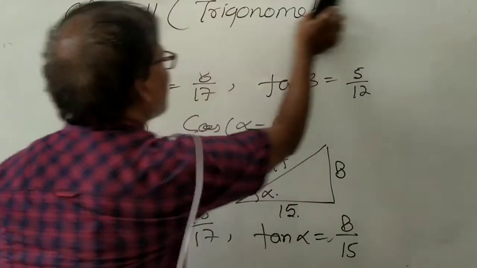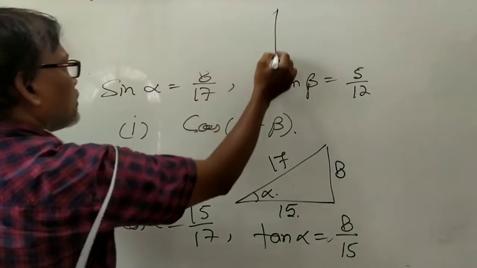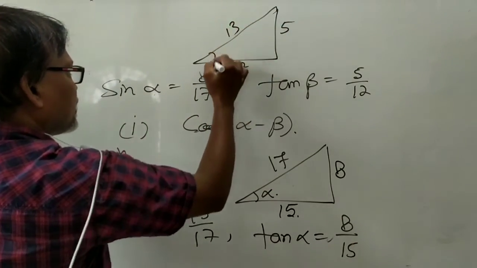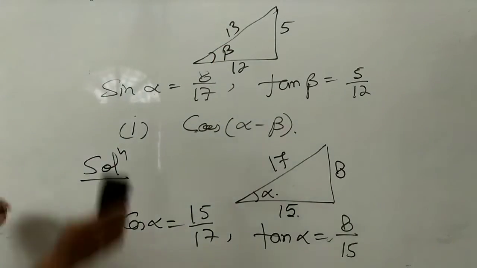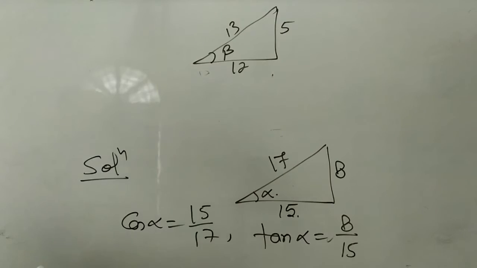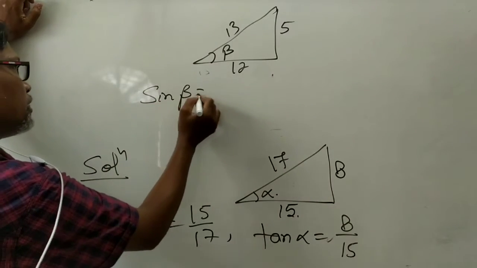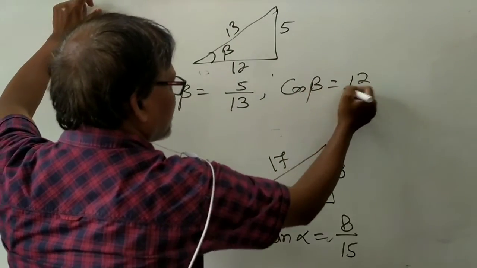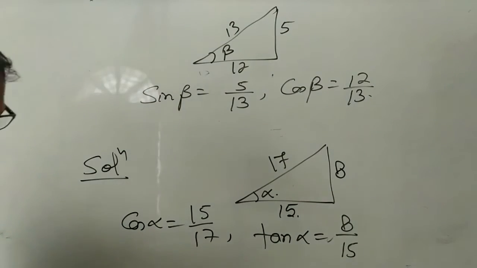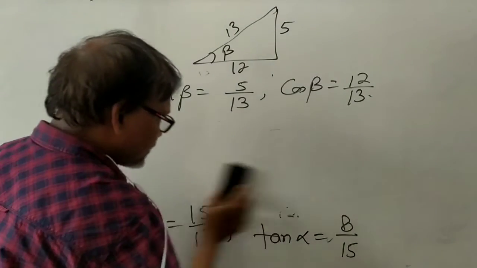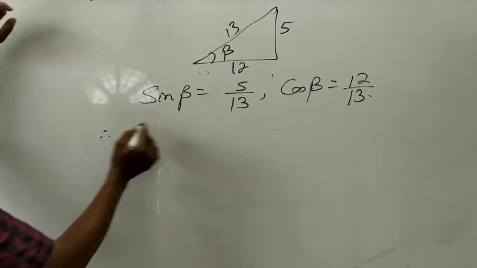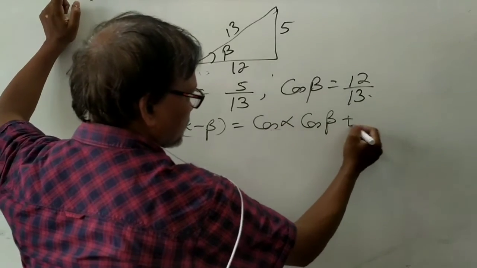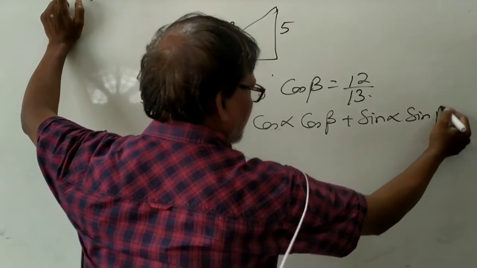Draw one more triangle in this. And tan beta is 5/12, so it is 5, it is 12, so this will be 13, and here you write the beta. After finding the third side, can you find the sin beta? 5/13, perpendicular upon hypotenuse. Can you find the cos beta? 12/13. Means everything you can get this way. After finding this you have to find the cos alpha minus beta and use the formula cos alpha cos beta plus sin alpha sin beta and put the value.